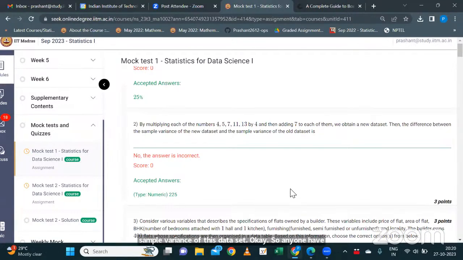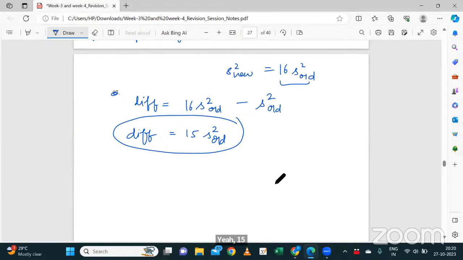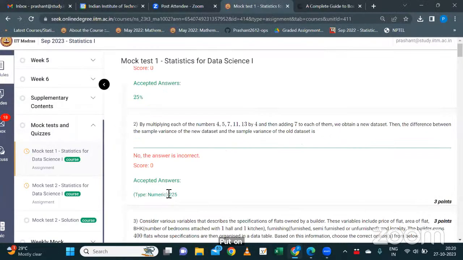15. I'm not going to compute it, I think you are able to. So s square old is 15, and we have the constant 15 times 15. That's why we got 225. So 225 is the correct answer.